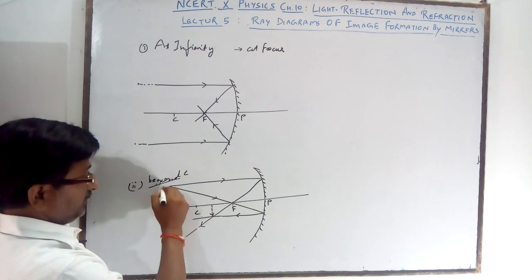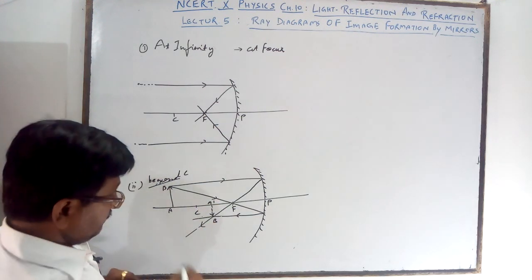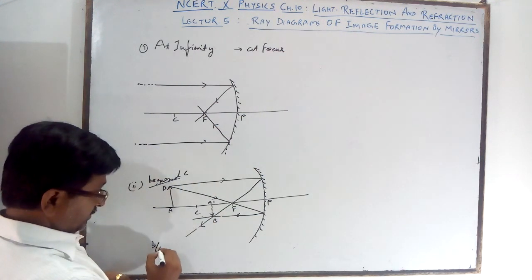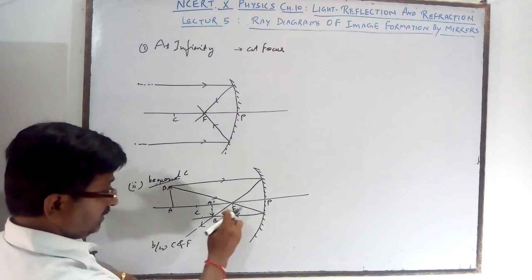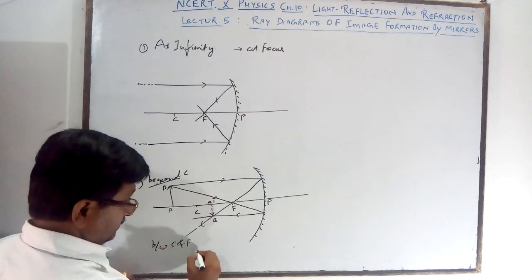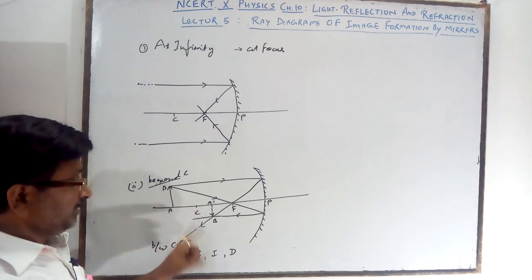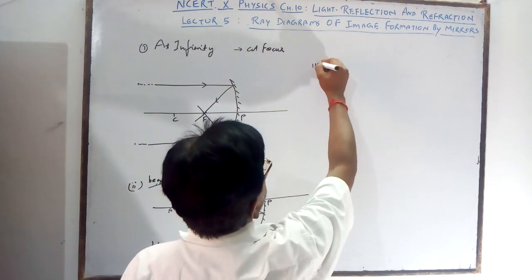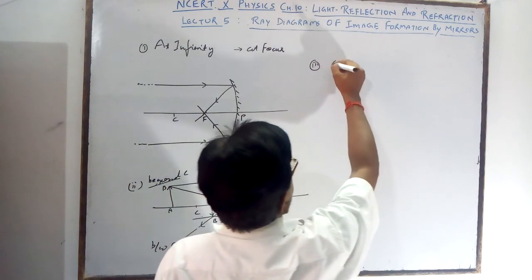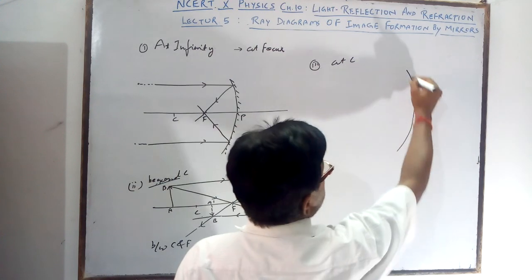If the object is AB, then you get A dash B dash, real, between C and F. Real, inverted, diminished, between C and F. It is the position. Third case, at C. Where is the figure at C? How will you show?